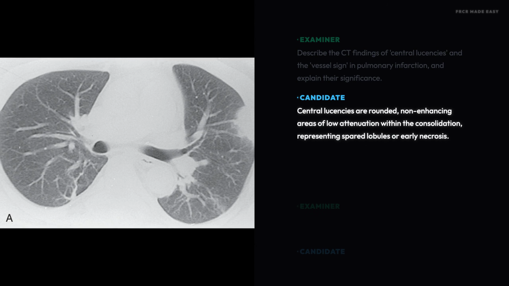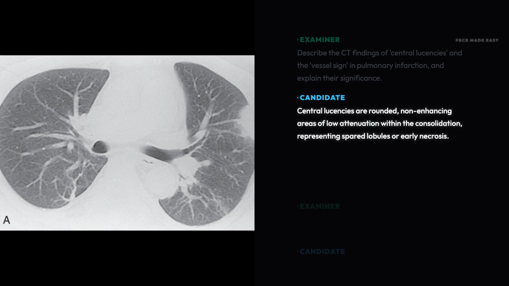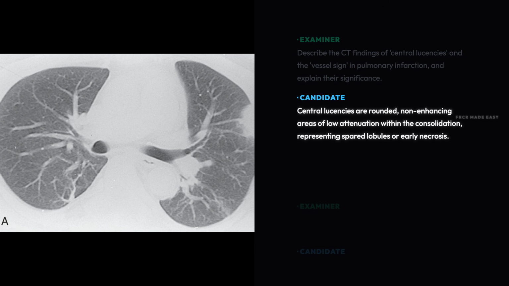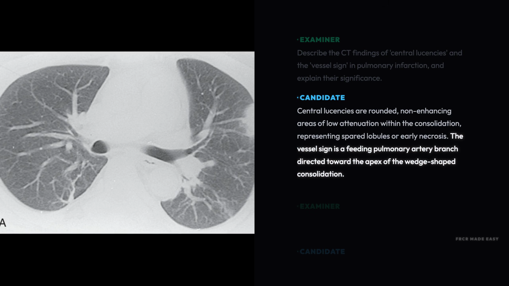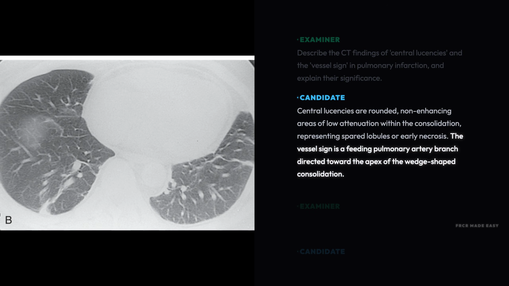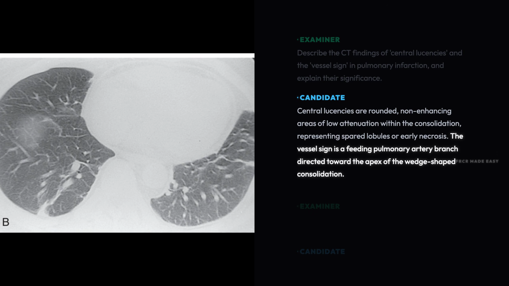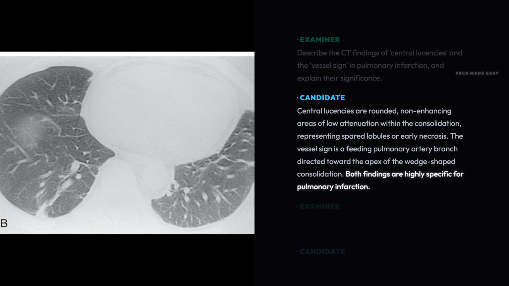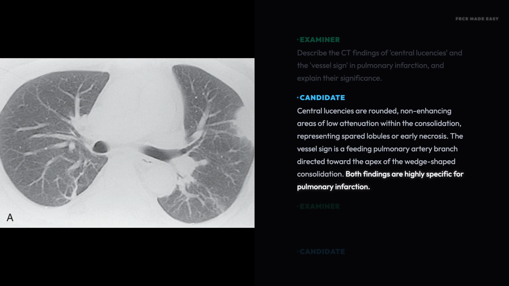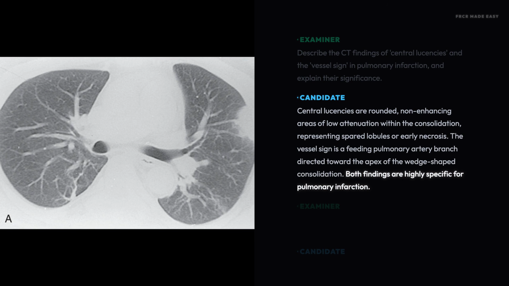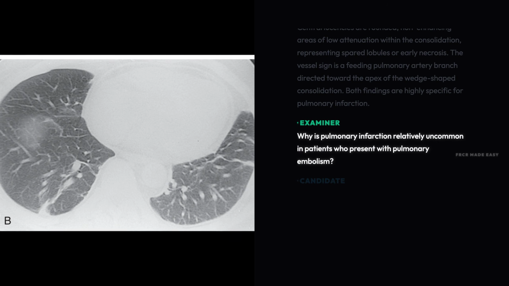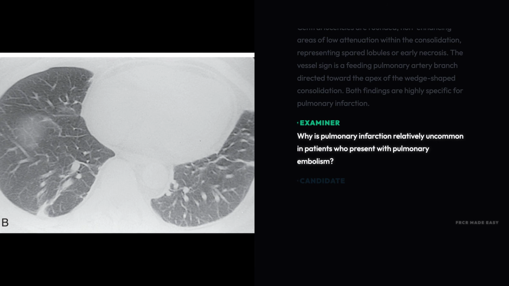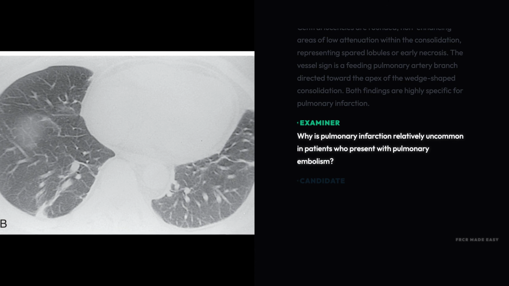Central lucencies are rounded, non-enhancing areas of low attenuation within the consolidation, representing spared lobules or early necrosis. The vessel sign is a feeding pulmonary artery branch directed toward the apex of the wedge-shaped consolidation. Both findings are highly specific for pulmonary infarction. Why is pulmonary infarction relatively uncommon in patients who present with pulmonary embolism?